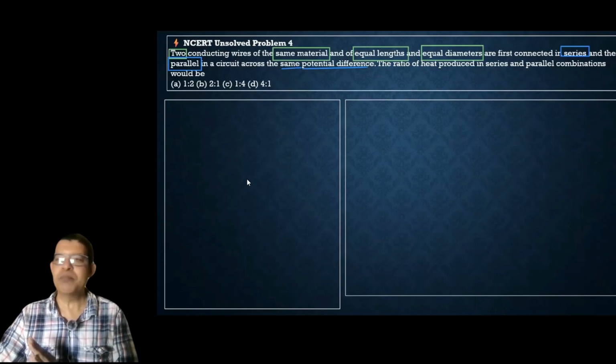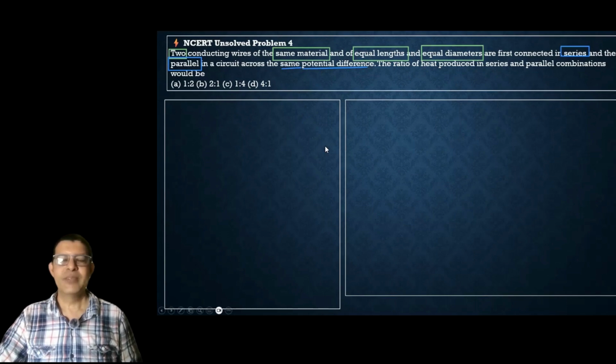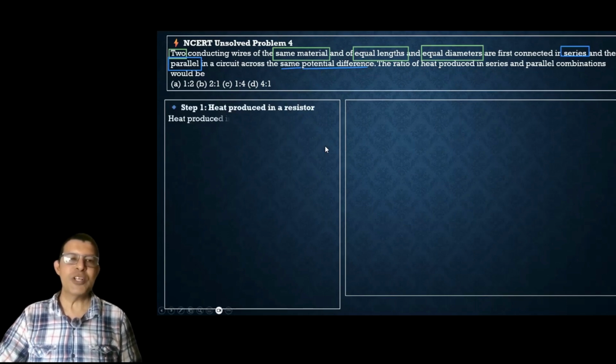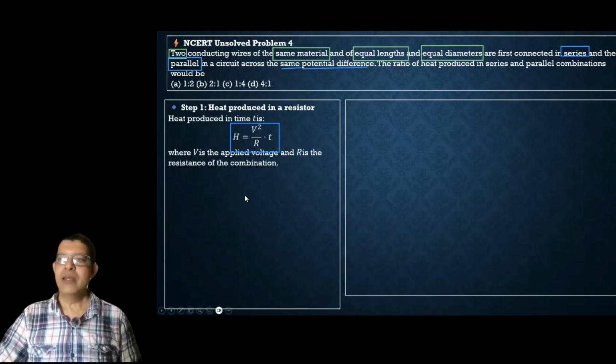Right? So we know the heat ka formula is already clear to you. Joule's heating formula clear to you. Recollect. So what we need to do? Heat produced in a resistor in given time T is given by V square, that means voltage ka square upon resistance into time. V square, voltage ka square divided by resistance into time. This is the heat produced formula.